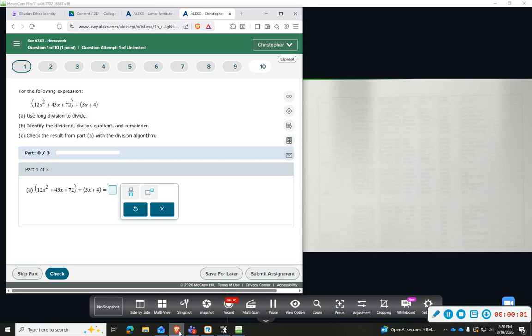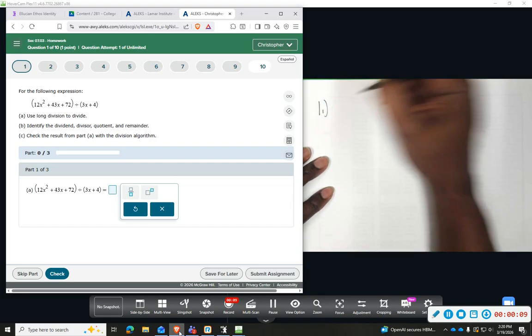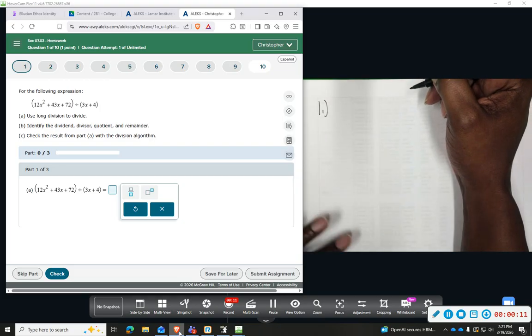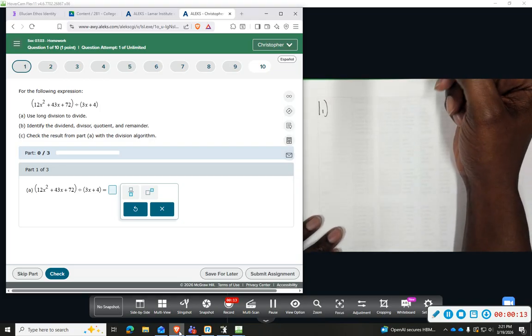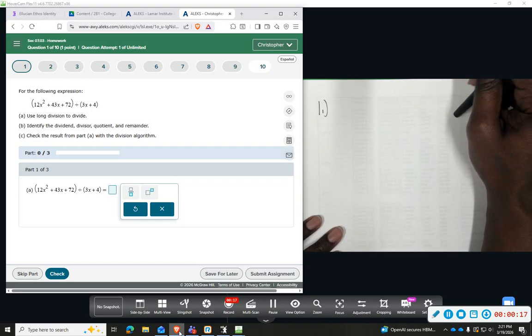All right, today we're looking at 7.3. We're going over polynomial division. Number one wants us to use long division to divide. We're going to identify the dividend, divisor, quotient, and remainder, and then we're going to check the results from part A with the division algorithm.